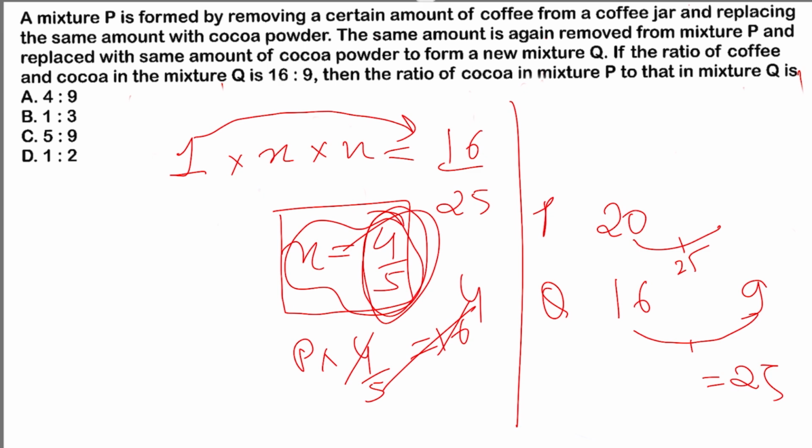So the amount of cocoa in the mixture P will be 5 to make the total 25. Cocoa content in the mixture P is 5. In Q it is 9. Very simply we have got our answer as option C, 5 is to 9. So you have to be very much aware of this particular concept to be able to solve the question quickly.